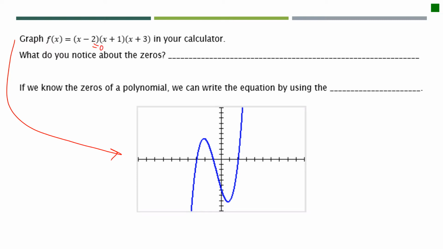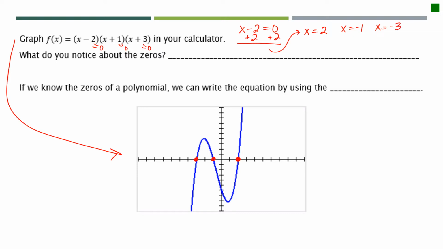So if I'll just do it with one of them. If I took x minus 2 and I solved it for x, I would have to add 2 to both sides, so it's the opposite sign. So I end up getting x equals positive 2. So that's why you have to switch the sign. And there's positive 2 right here. If I did the same thing with x plus 1, I would end up getting x equals negative 1. So I'm just switching the sign. That's right here. And then if I set x plus 3 equal to 0 and solved it, I would get x equals negative 3, which is this 0 right here.